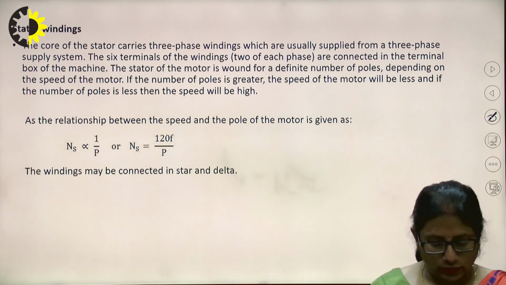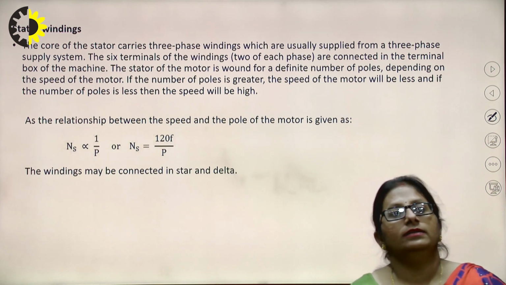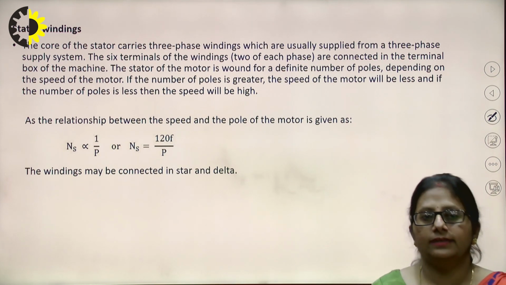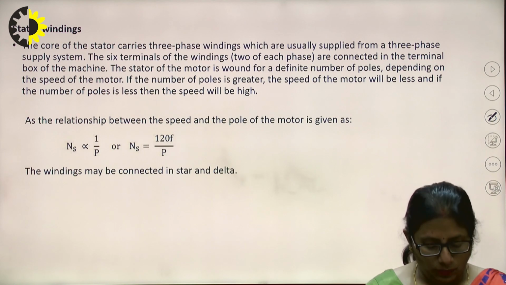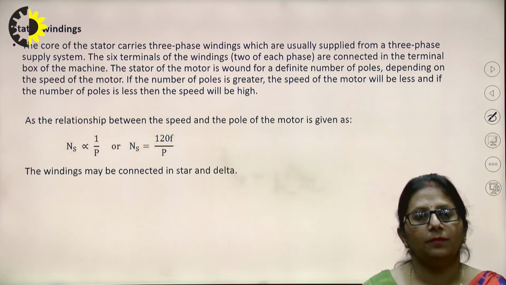So, this is all for today's lecture. The rotor construction, the types of induction motors, their torque equations and working will be studied in the next lecture. Thank you all.